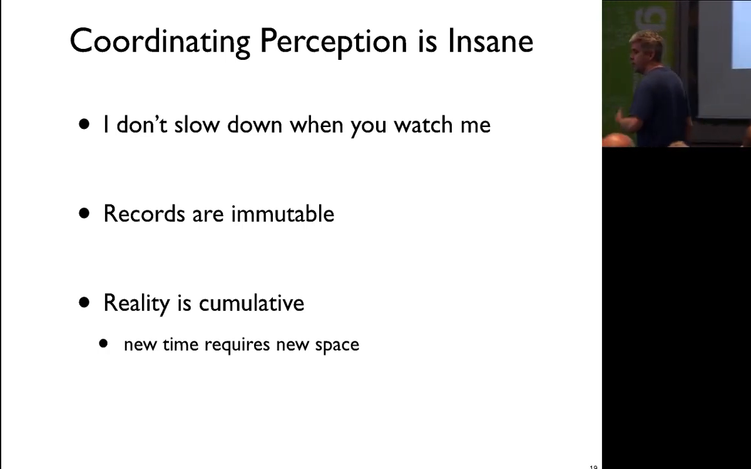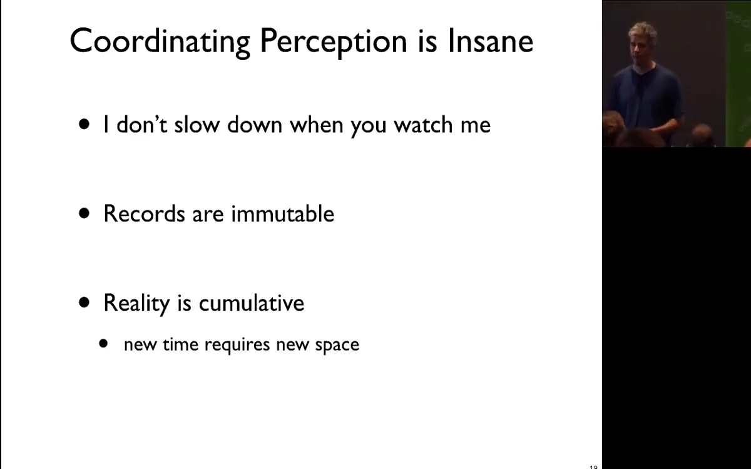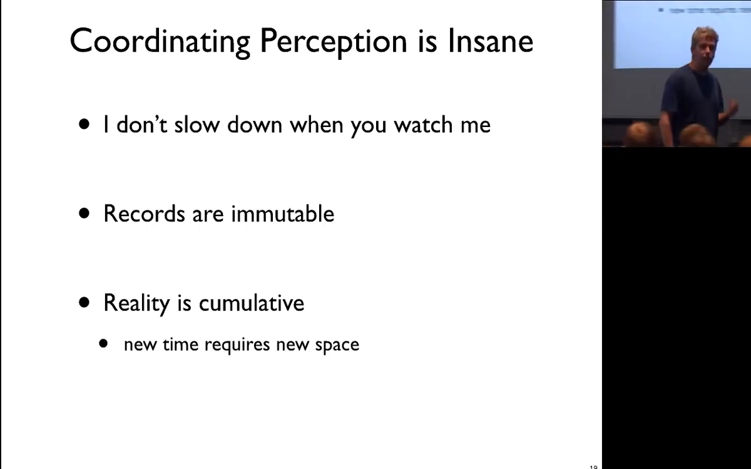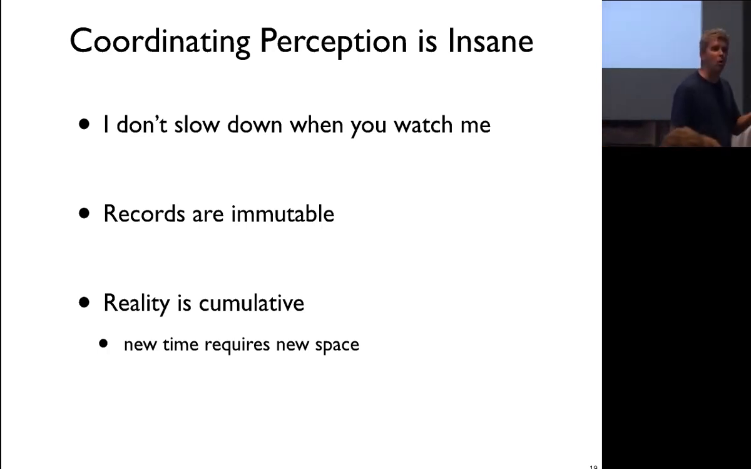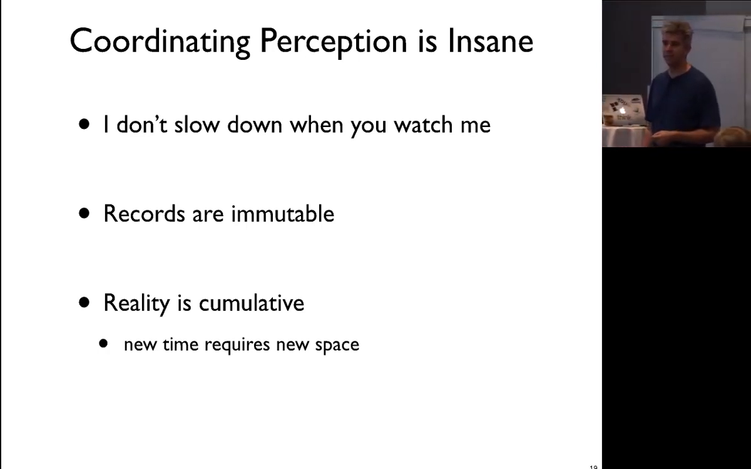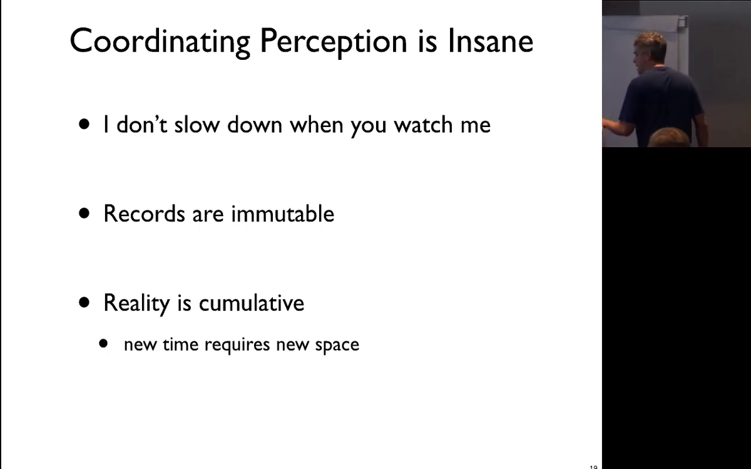In the real world, records are immutable. I got married in 1998. If my marital status changes, that record in the courthouse, they don't go burn that. That's not how I get a divorce. Although maybe that would be a dramatic way to do it. But that's not how it works. Records are immutable. And reality is cumulative. The past did not go away because the future happened. This past is still there. We all remember it. We can think about it. So coordinating perception is a really bad idea.